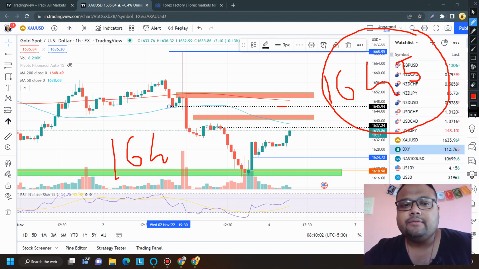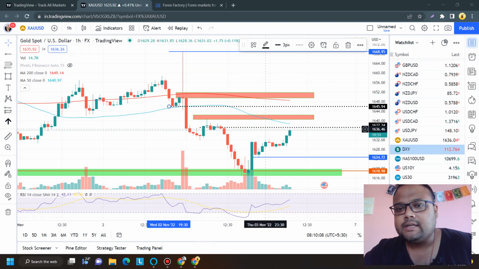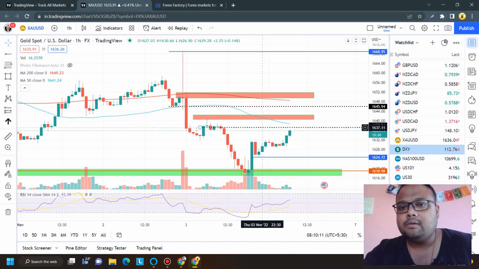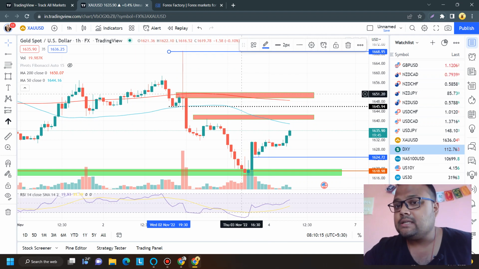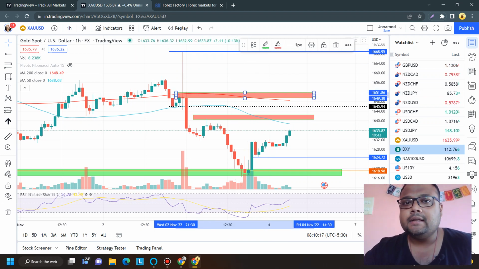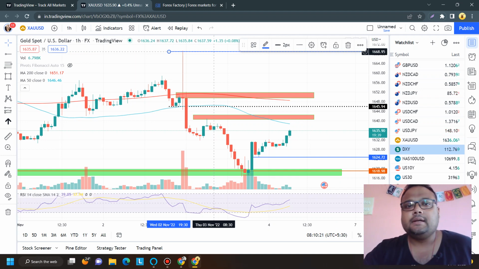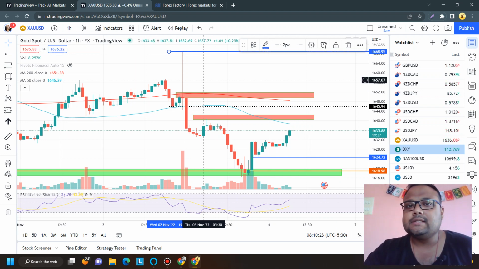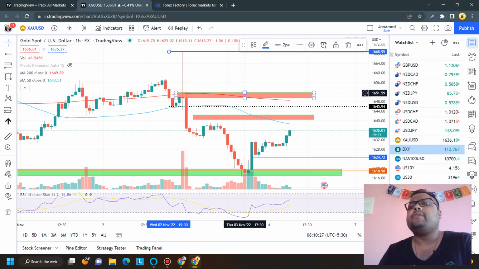Then we have 1640 to 1642. I will not consider this level. We have 1637 also, but forget about this level. So these two are the good resistances for the market. I'm repeating again, 1668, 1669, 1667. The level at the top is the strongest resistance. Then we have 1650 to 52 as a good resistance for the market.